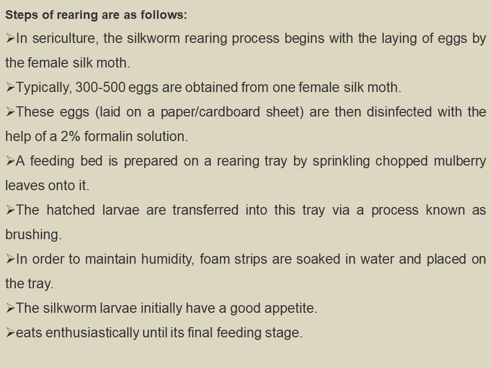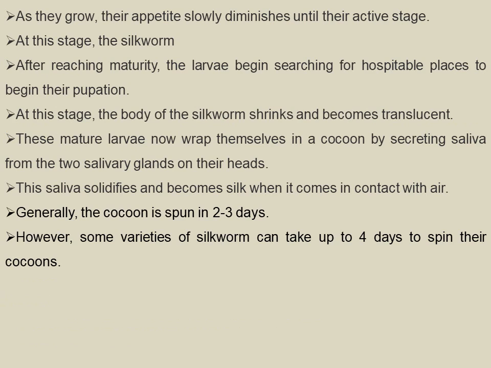The silkworm larvae initially have a good appetite. They eat enthusiastically and voraciously until the final stage is reached. As they grow, their appetite slowly diminishes until their active stage. At this stage, after reaching maturity, the larvae begin searching for hospitable places to begin their pupation. At this stage, the body of the silkworm shrinks and becomes translucent.